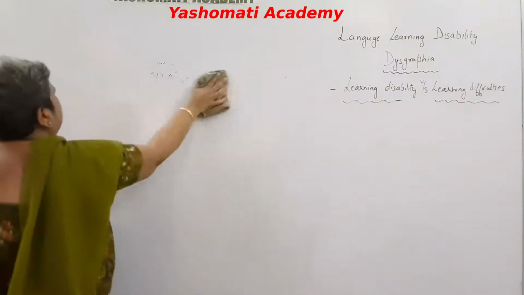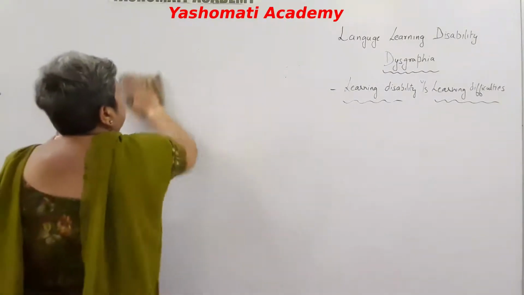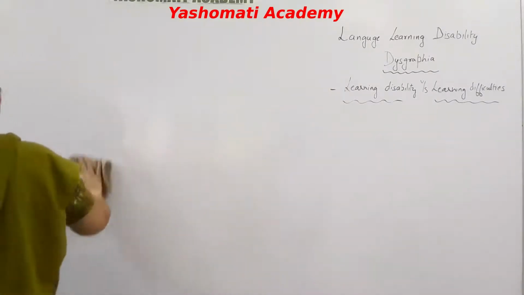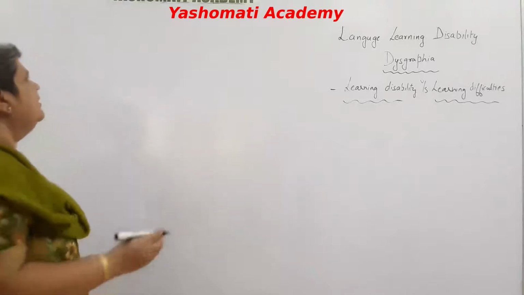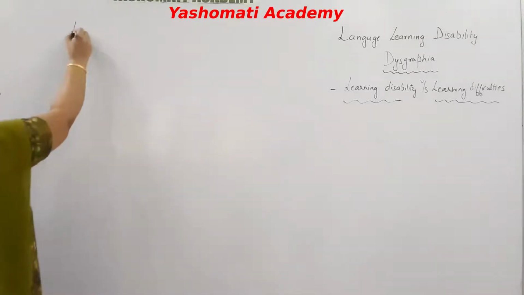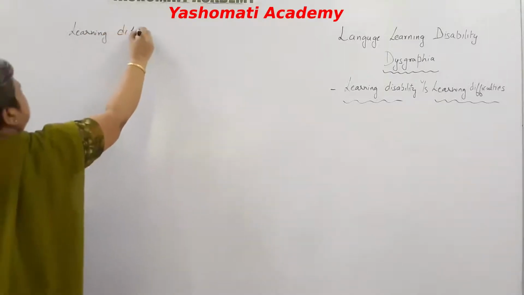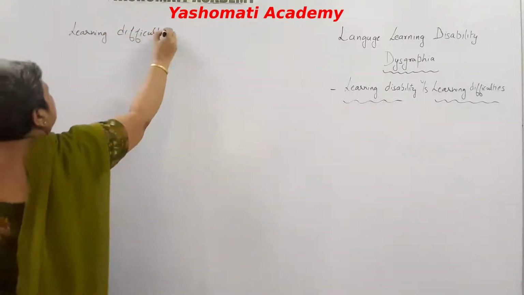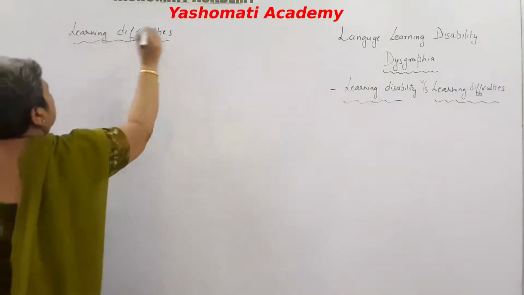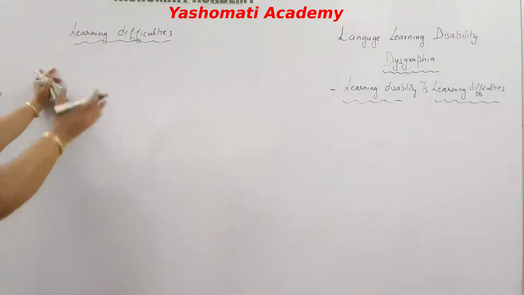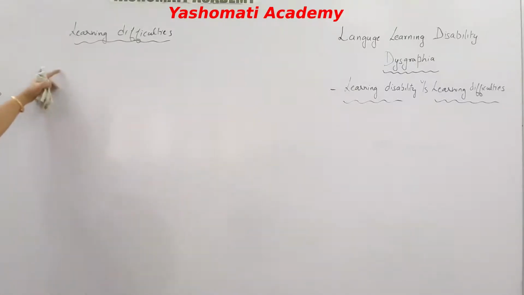Usually learning difficulties are of lesser importance. Why lesser importance? Because sometimes they go with the time, or you can control them by controlling the external factors. As far as learning difficulties are concerned, they are of less serious nature as compared to learning disabilities.